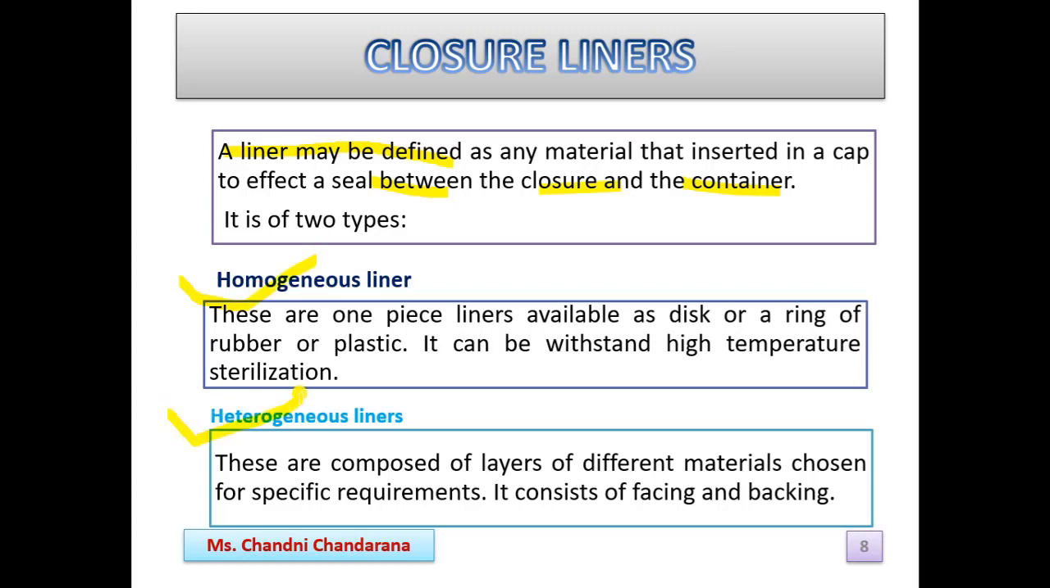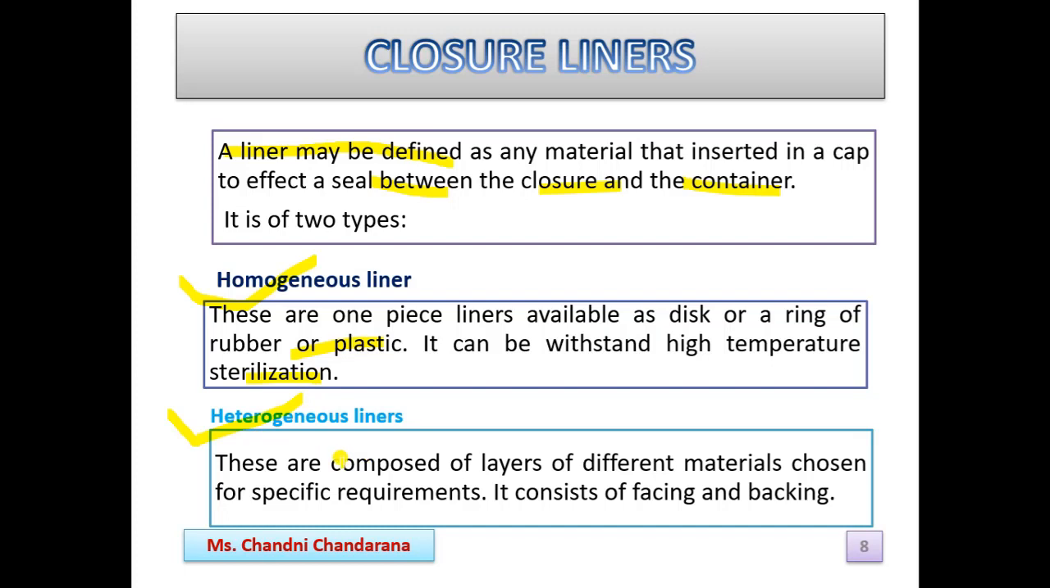So what is the difference between homogeneous and heterogeneous? Homogeneous liners are one-piece liners available as a disc or a ring of rubber or plastic, and they can withstand high temperature sterilization.